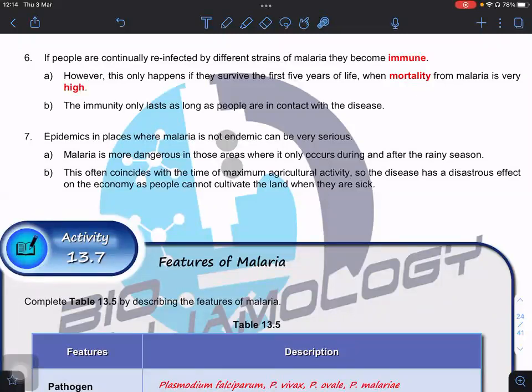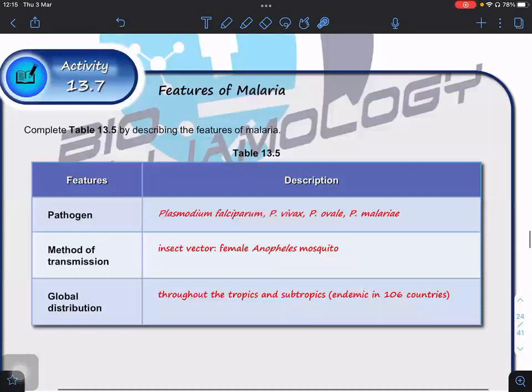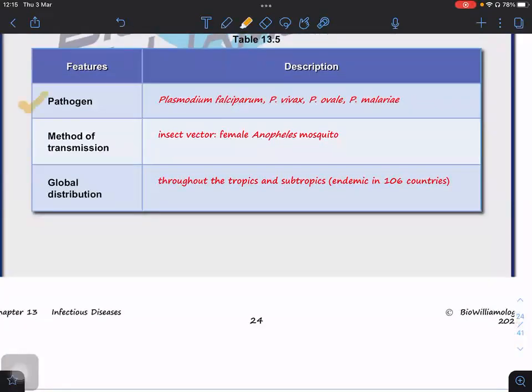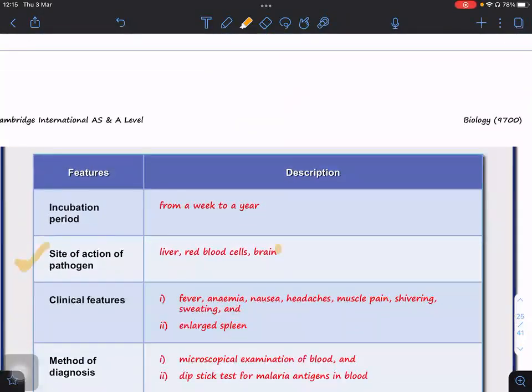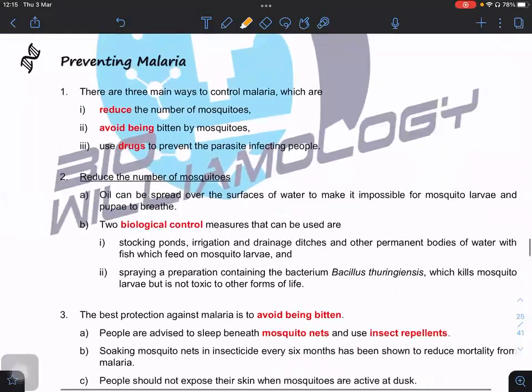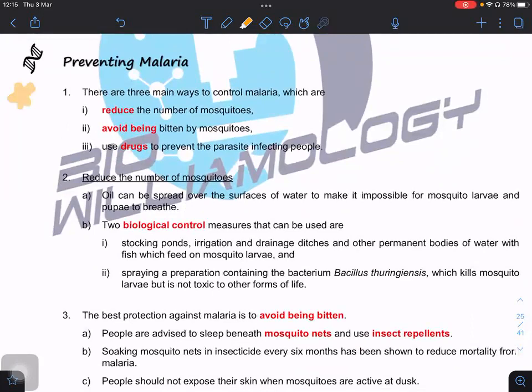Okay. So an epidemic in a place where malaria is not endemic can be very severe. Epidemic means a sudden outbreak. Malaria is more dangerous in those areas where it only occurs during and after the rainy season. Why? Because of the mosquito. This often coincides with the time of maximum agricultural activity, so it has disastrous effects on the economy, and the people cannot cultivate the land when they are sick. So again, we need to know the pathogen, the method of transmission, and the site of infection. You can go to the brain, but generally liver and red blood cells. So this is much more important: preventing malaria.